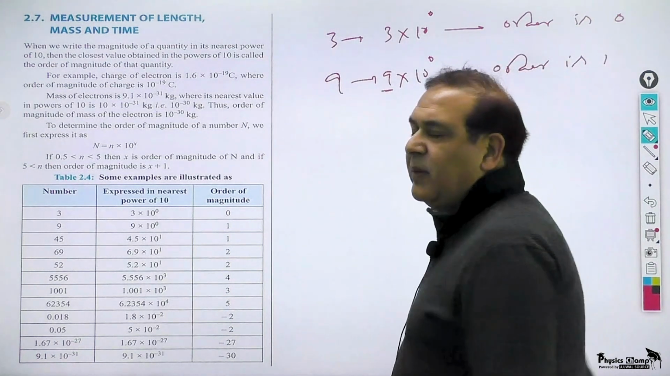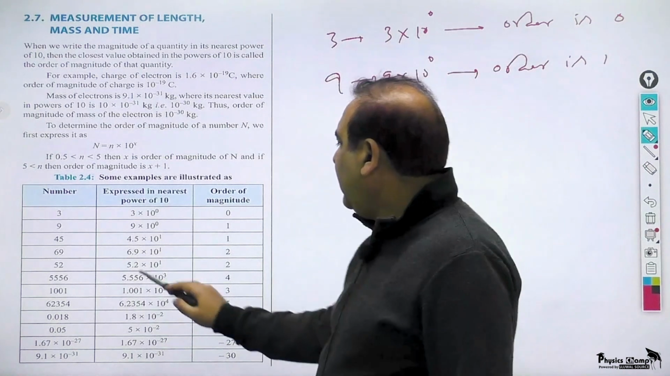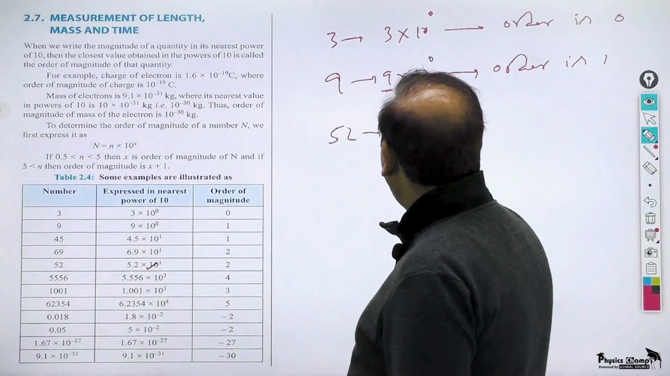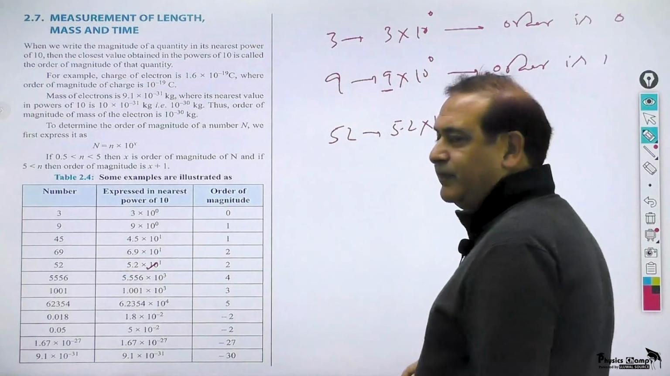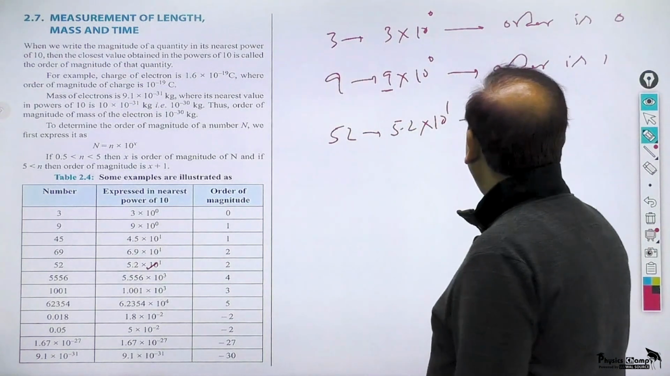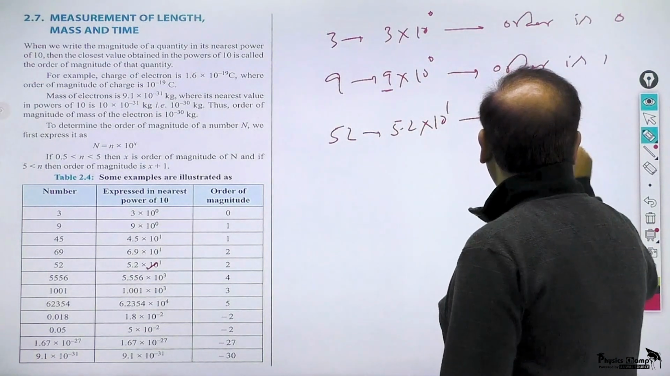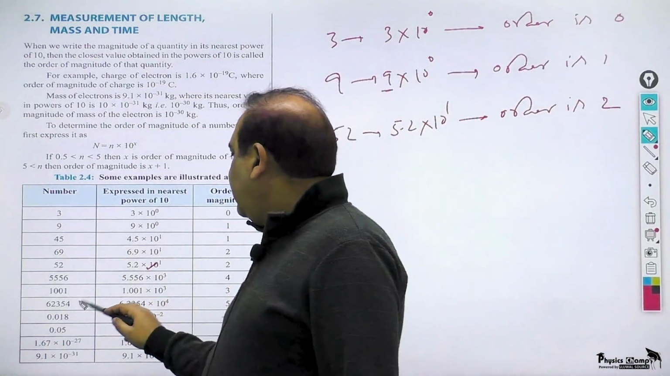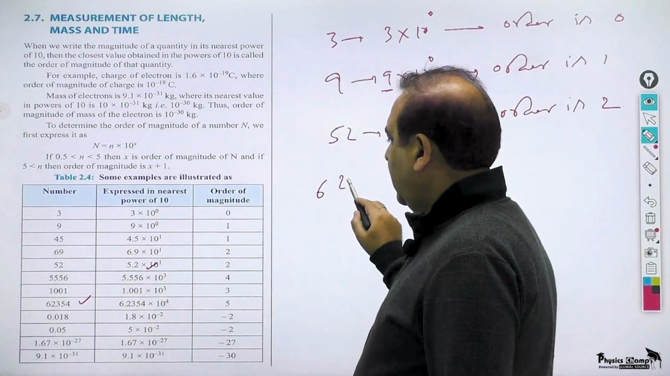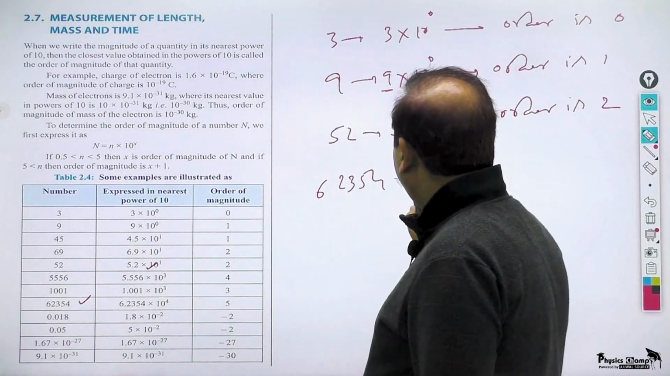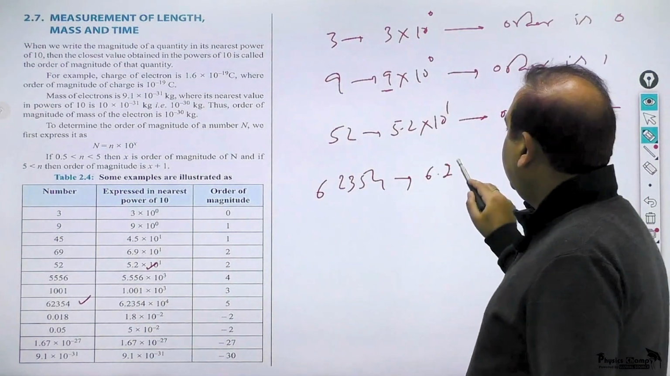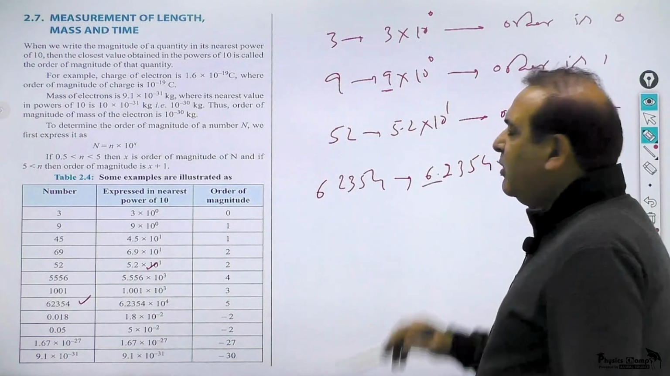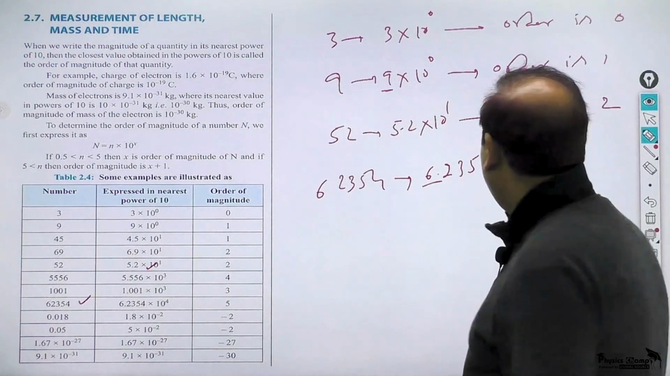Similarly, in this second value 5.2 into 10 to the power 1 or 52, here this n being more than 5, the order of magnitude is 2. Similarly, 62354, this is the value. So I write 6.2354 into 10 to the power 4. Being n more than 5, the value of order of magnitude is 5.